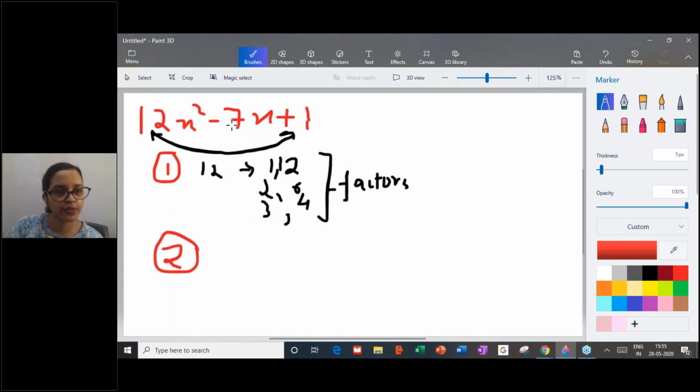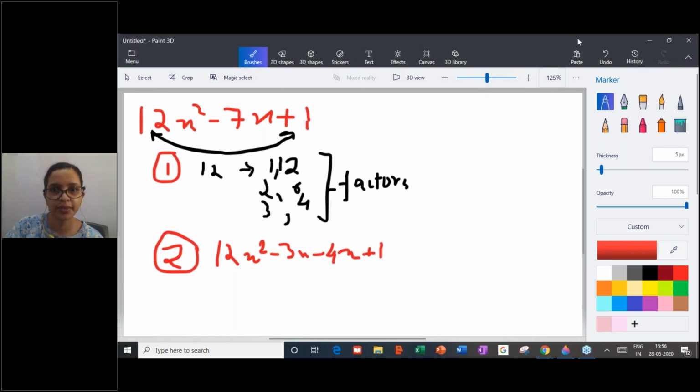3 into 4 will give you 7. Out of these factors, which combination will give you 7? 12 and 1, if you add or subtract, you don't get 7. 6 and 2, you add, you get 8. Subtract, you get 4. Correct? 3 and 4, you add, you get 7. So you write this equation as 12x square minus 3x minus 4x plus 1.